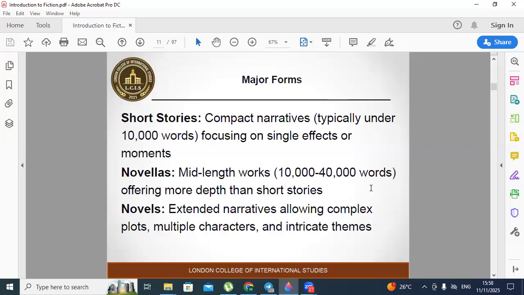Novels, extended narratives allowing complex plots, multiple characters, and intricate themes. Novels have space to develop parallel storylines, large casts of characters, and multiple thematic concerns. Examples include Tolstoy's War and Peace or Morrison's Beloved. Each form demands different reading strategies and offers different pleasures. Understanding these distinctions helps us adjust our expectations and analytical approach appropriately.